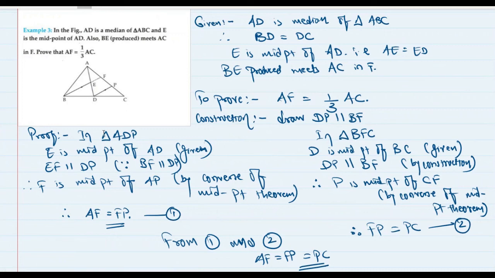So here in this question we have used the converse of midpoint theorem twice. So I think now in your minds the applications of the midpoint theorem and the converse of midpoint theorem should be absolutely clear, that this is how you apply the midpoint theorem and its converse whenever required.